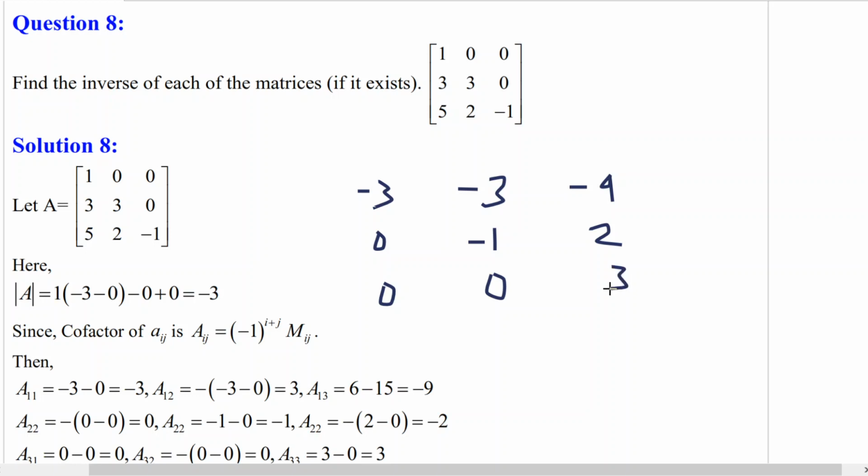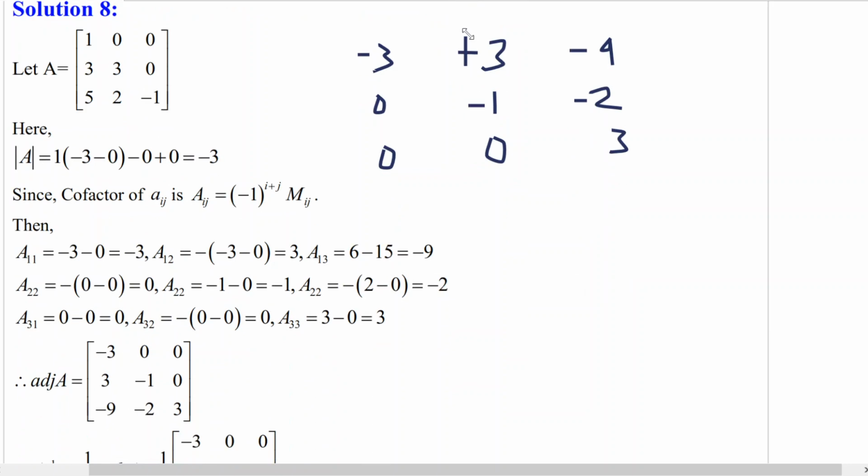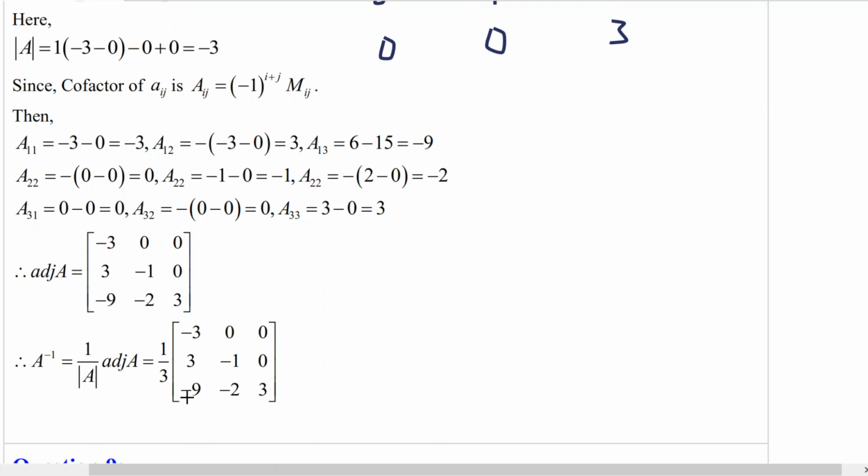Now I'll change the sign of those 4 elements. Plus, this is neutral, no need to change. This is neutral, no need to change. Plus means I'll make it negative. And now adjoint is, write the first row as the first column, second row as the second column, and third row as the third column. Okay? And A inverse is 1 by determinant A, adjoint A, very simple.